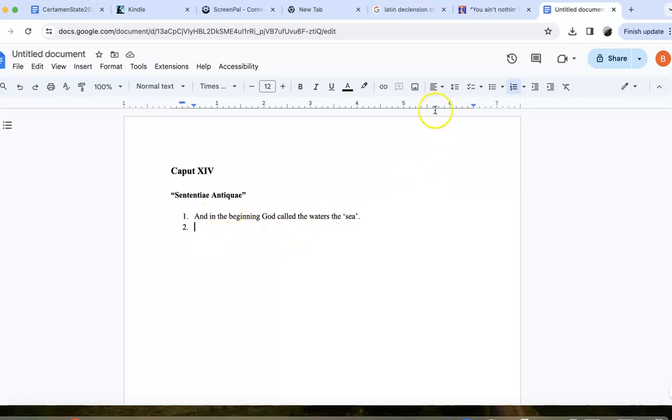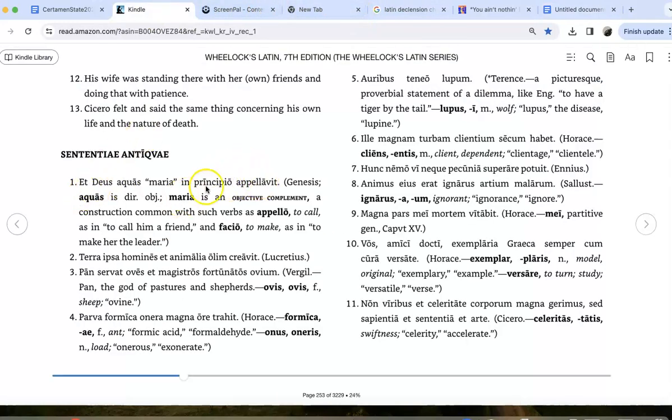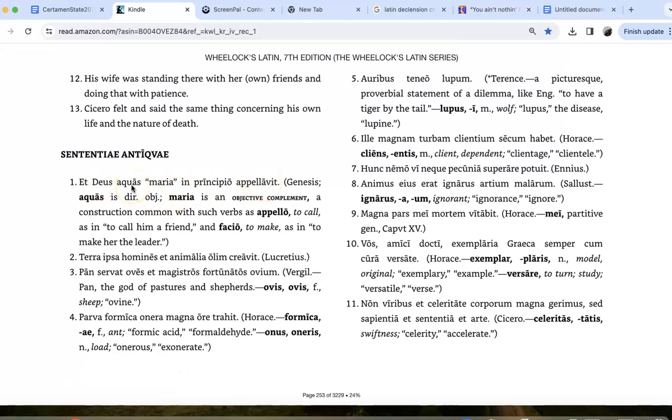And in the beginning, God called the waters the sea. And in the beginning, in principio, God called, the waters, there's our direct object, and then the sea. Duo terra ipse hominis et animalia olim creavit, from Lucretius, who was a materialist in an ancient, not a modern sense. The earth itself created men and animals once. So we're going to start with this. This is how you say once upon a time in Latin, olim.